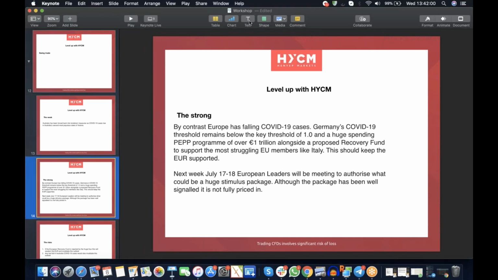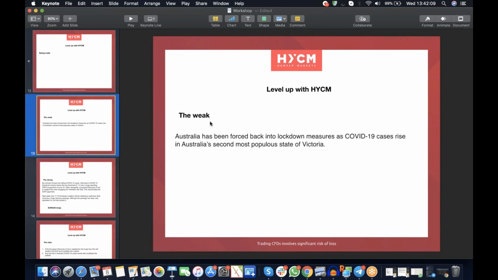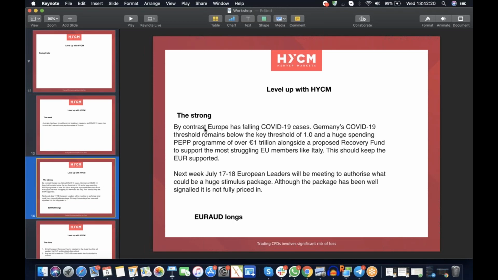So you can see a case for euro Australian dollar longs, because we're expecting weakness in the Australian dollar due to the lockdown measures. Victoria State is undergoing lockdown measures for 6 weeks, but that takes us to the middle of August. And the euro should be supported on hopes of the proposed recovery fund. So therefore, we would potentially expect euro Australian dollar longs from market.